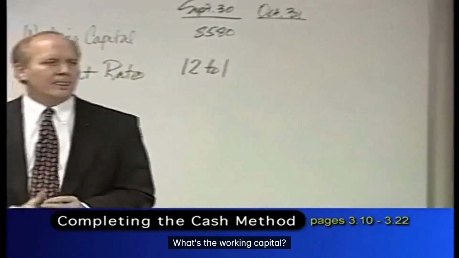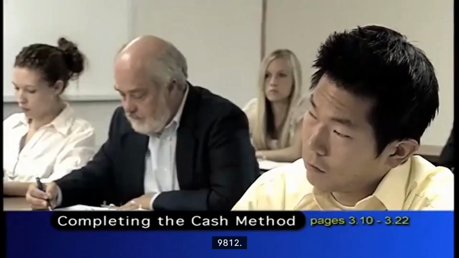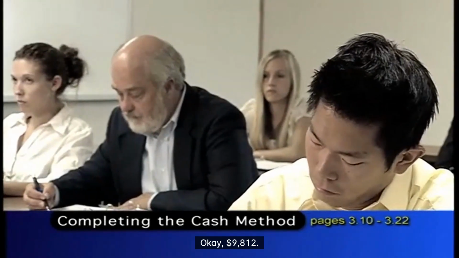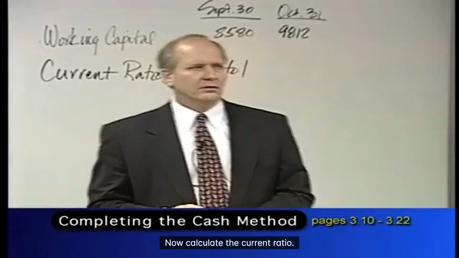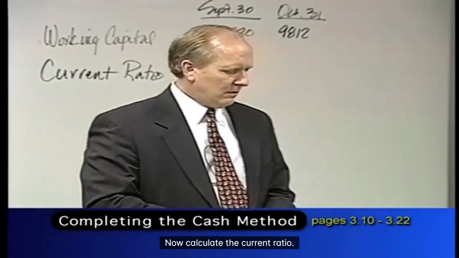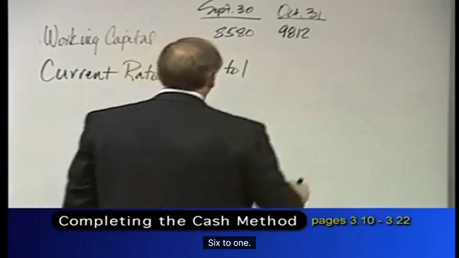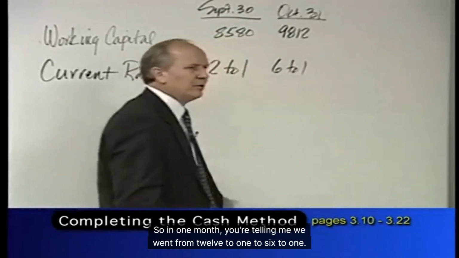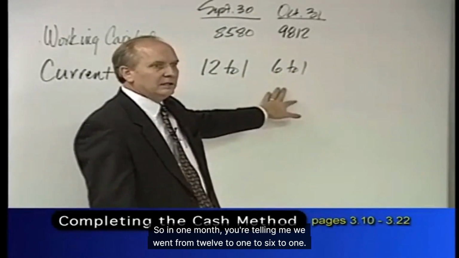What's the working capital? Tell me what the working capital is for October 31st. 9812, okay? $9,812 working capital, okay? Now calculate the current ratio. What'd you get, Stacy? 6 to 1. Whoa! So in 1 month, you're telling me we went from 12 to 1 to 6 to 1.